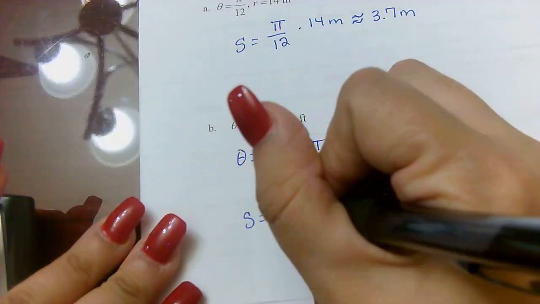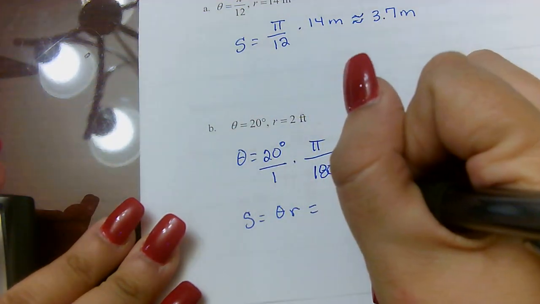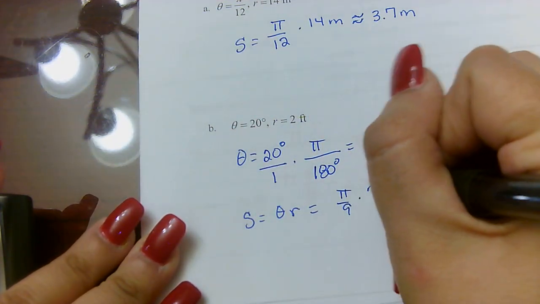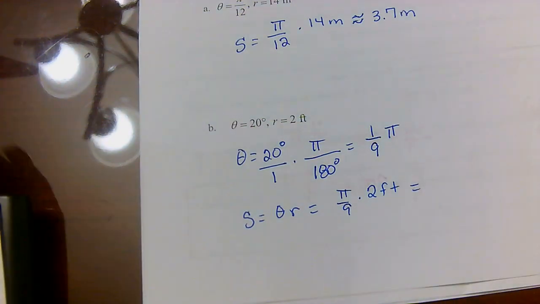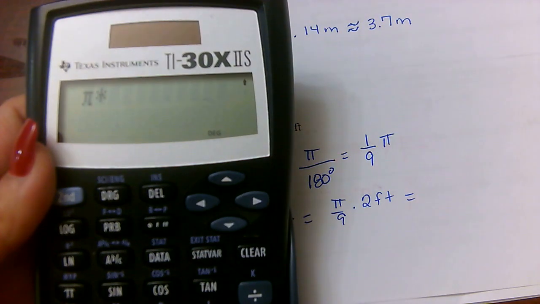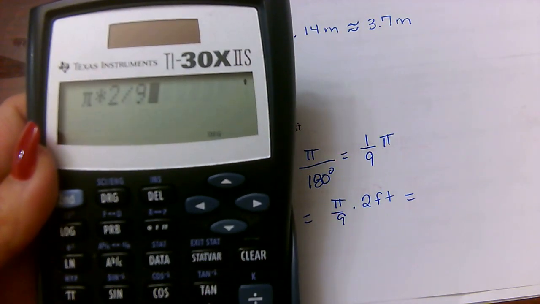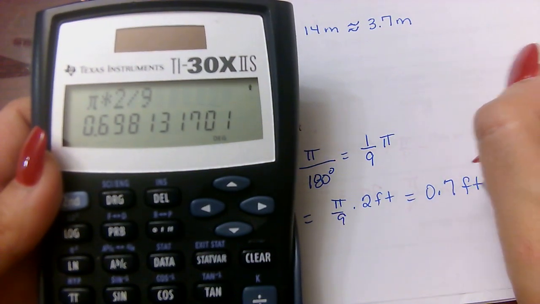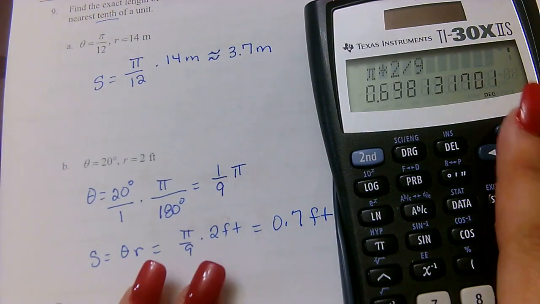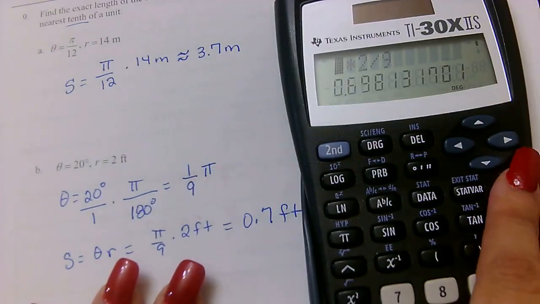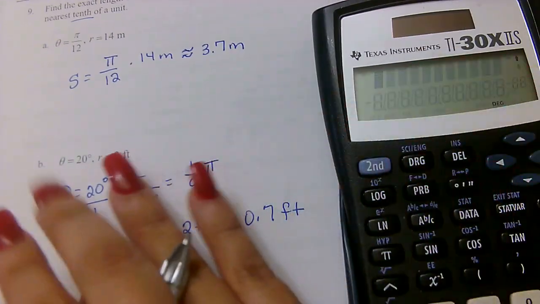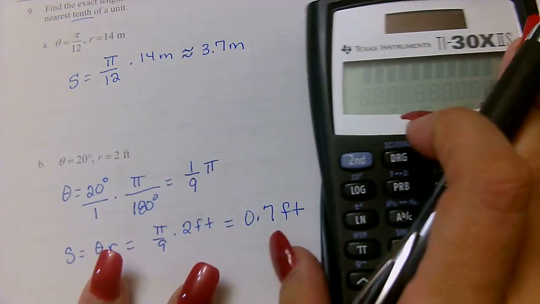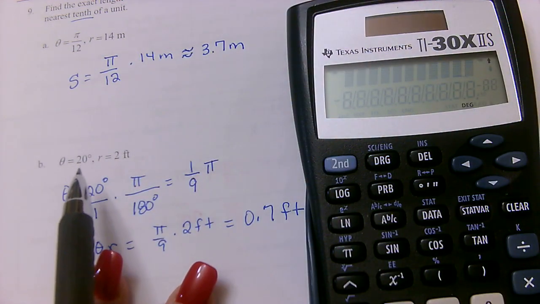Then I'm going to use my formula. S is equal to theta times r, which is pi over 9 times 2 feet. Use your calculator again. I'll do pi times 2 divided by 9, and you're going to get 0.7 feet. Okay, so can I use the calculator more efficiently? Yes.